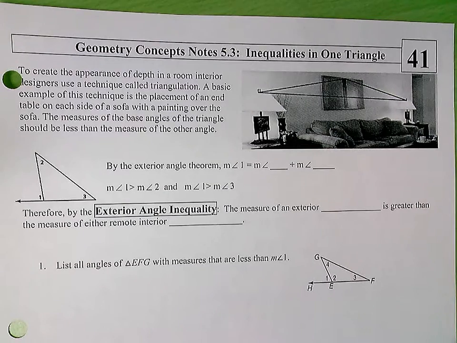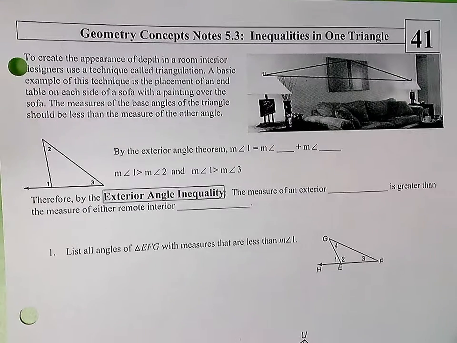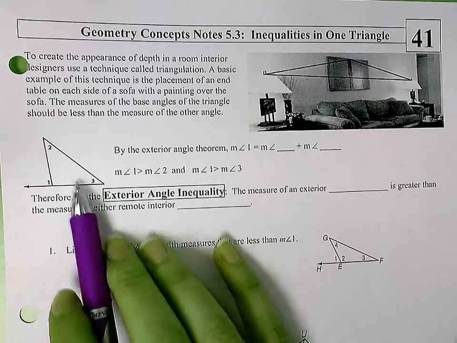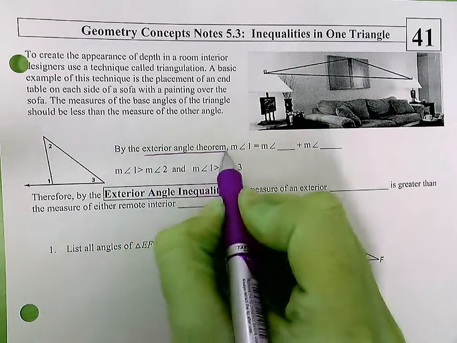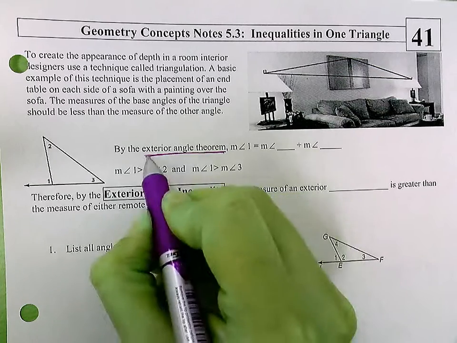There we go. Inequalities in one triangle. So this will have to do with some exterior angles and interior angles within that triangle and seeing which is larger, which is smaller. All right, so we're going to look at this exterior angle theorem.